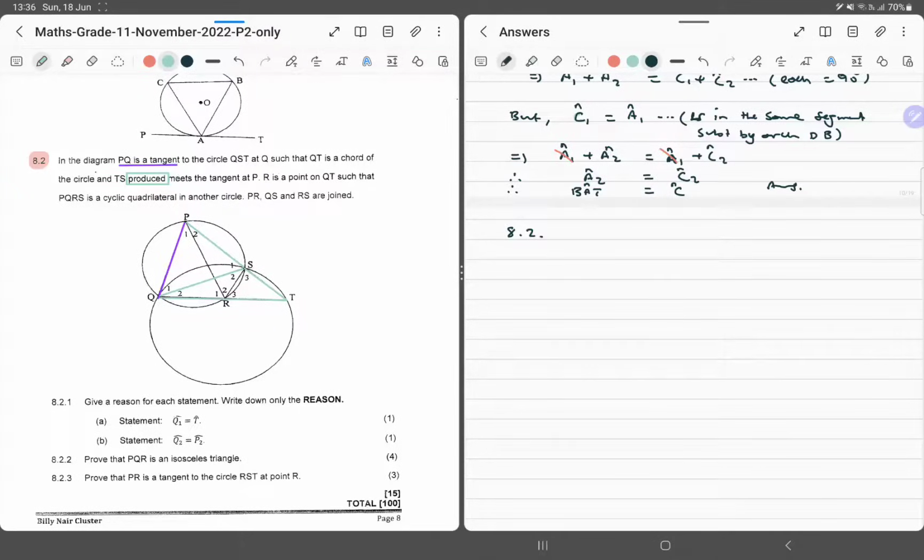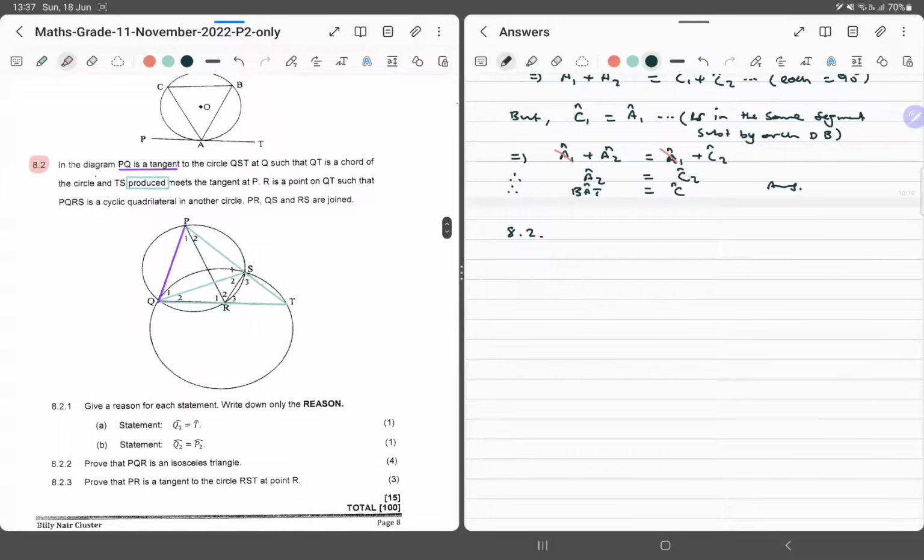Basically, PST is a straight line to meet the tangent at P, okay? R is a point on QT such that PQRS is a cyclic quad. Maybe it would be best if we just shade the cyclic quad because now we've already made some nice highlights, so it's going to be a bit nasty. It will be better if we just shade our cyclic quad so that we can work nicely. Okay, there's our cyclic quad. We can see it nicely.